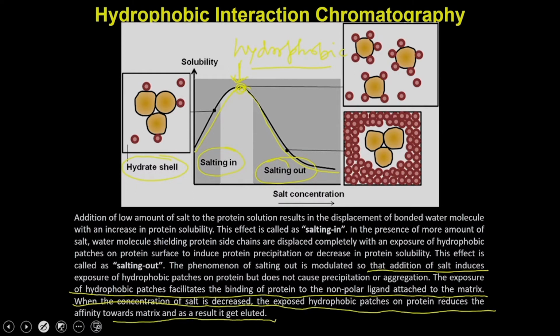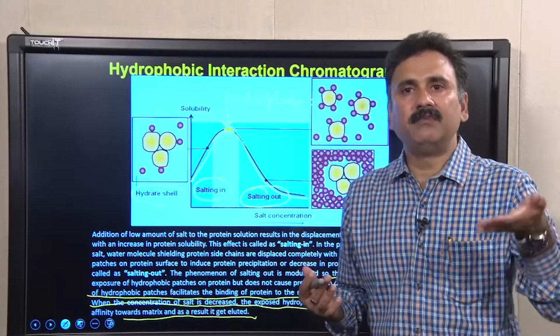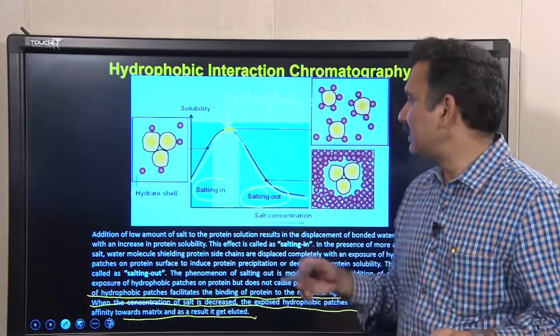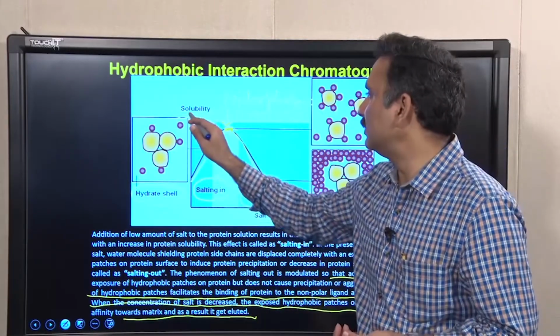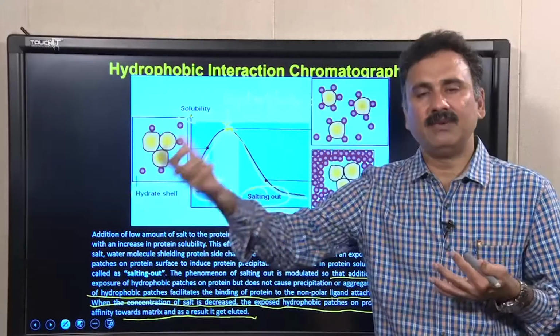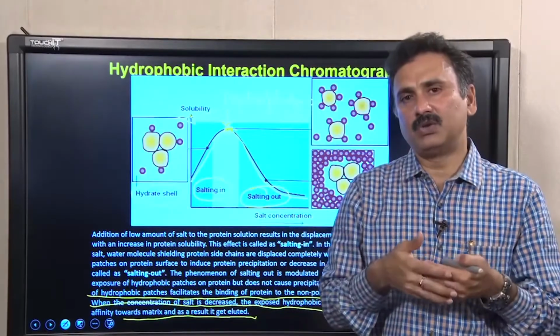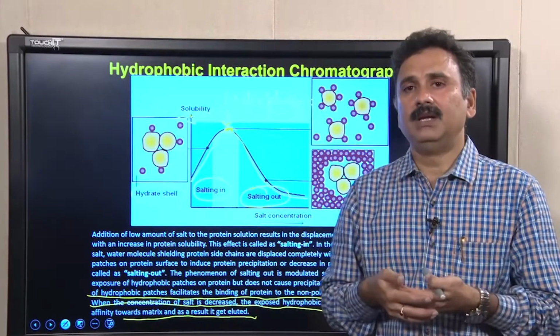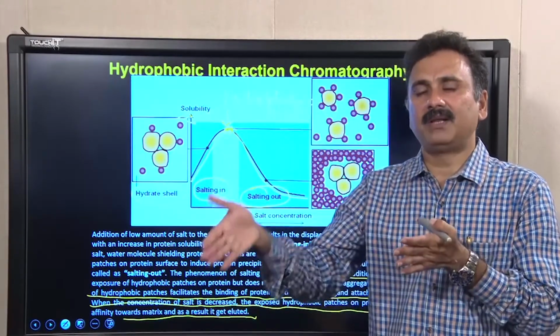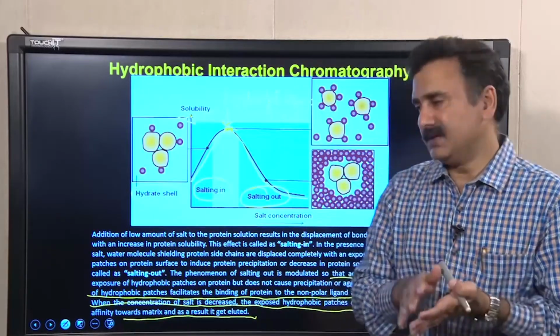So, exactly the reverse of what you did for binding: when you want to elute the protein, you can simply decrease the salt concentration, and that is how it will go back to the conditions where it will again take up the water from the environment, and the hydration shell is going to come back, and that is how it is going to disrupt the interaction between the matrix as well as the hydrophobic patches present on the proteins.